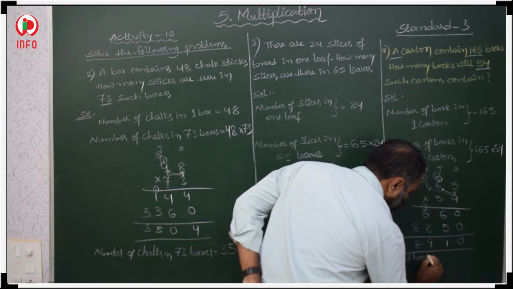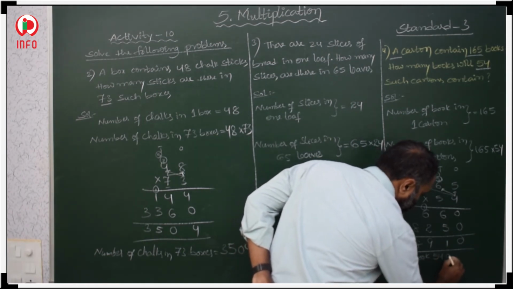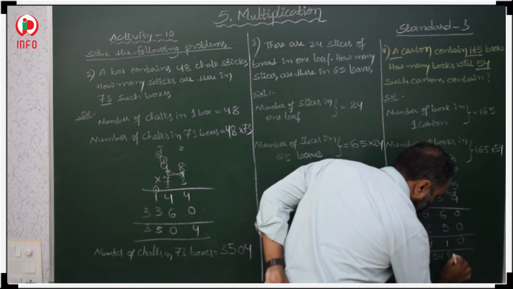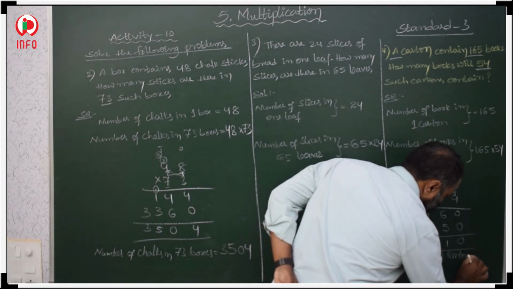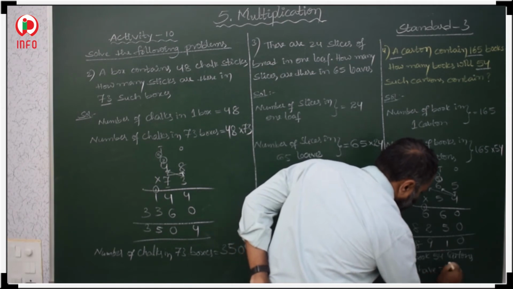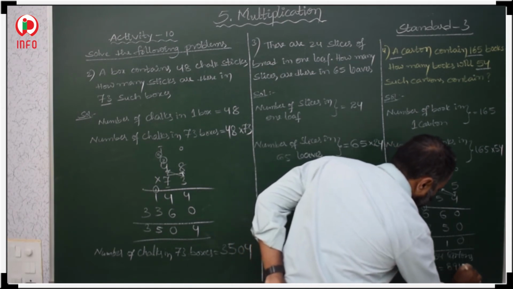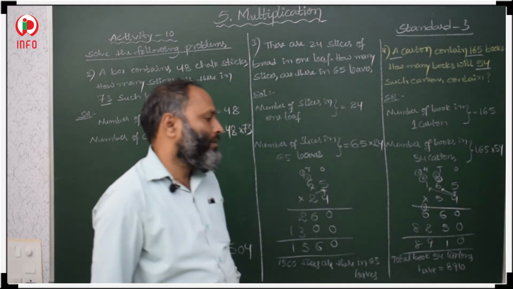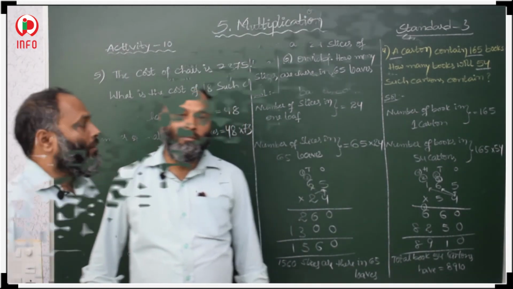Total books 54 cartons have is equal to 8,910. This many books, 54 cartons they have. So, okay, yes, next question.